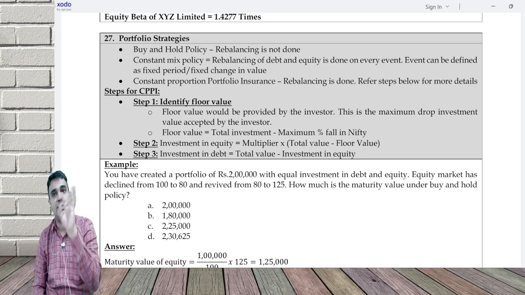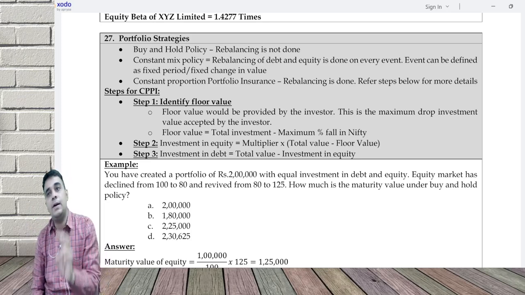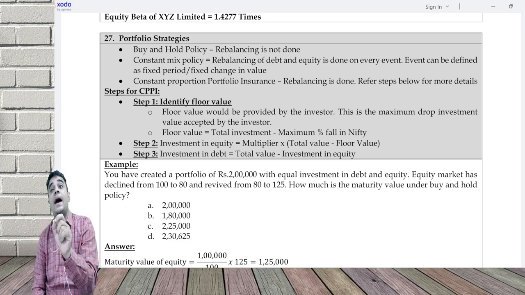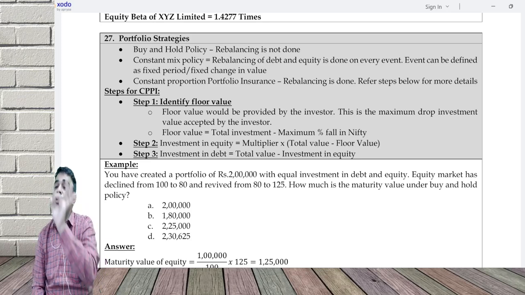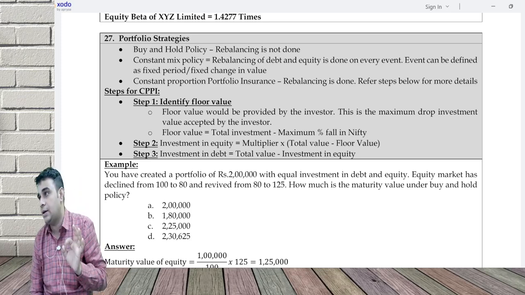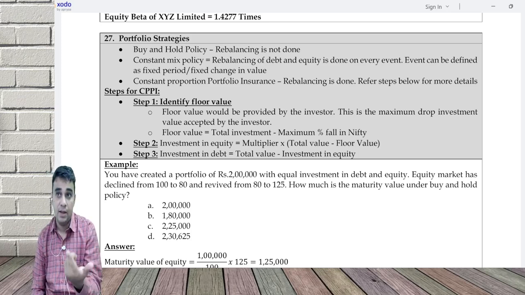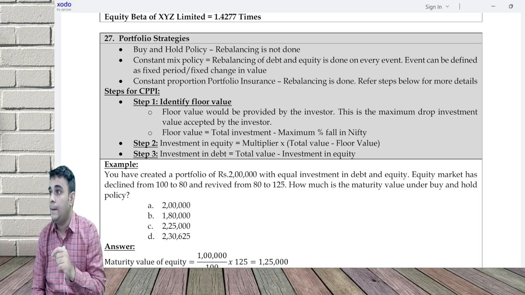But these are the three strategies: buy and hold policy, where you need not do anything. Constant mix policy, you will have a constant mix, which can be 50-50, 60-40, 40-60, whatever mix, where you need to do rebalancing based on an event. CPPI also, you need to do rebalancing based on an event. What is that event? Every 10 days, every 20 days, every month, every 15 days, every Monday, that could be an event. Or every 10% fall or 10% up.